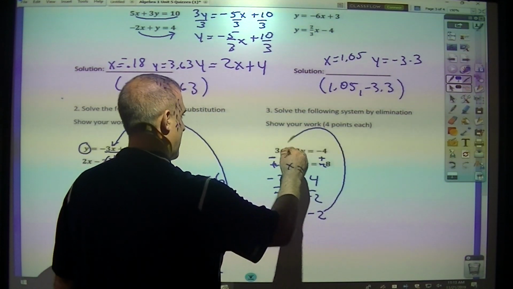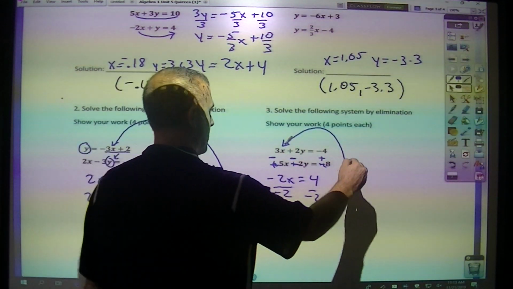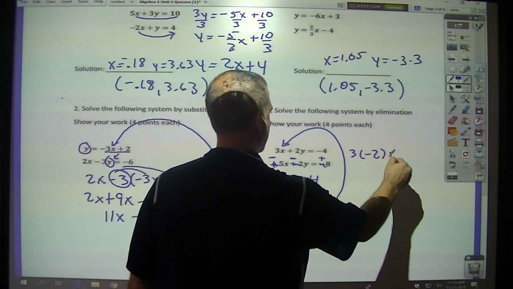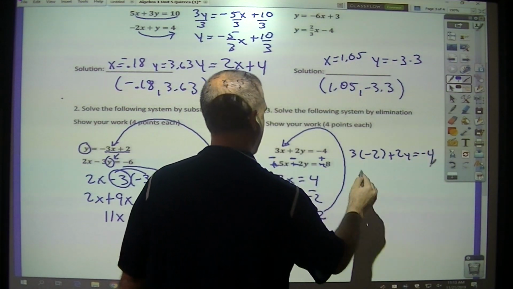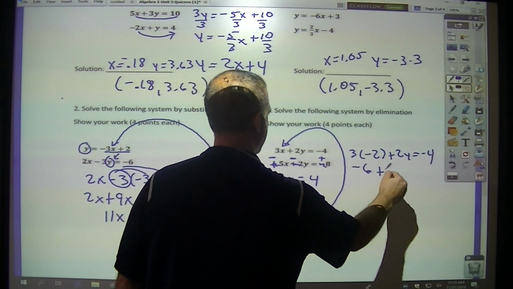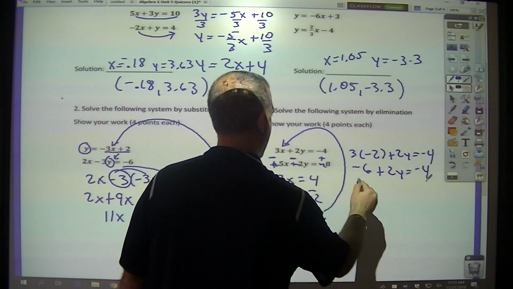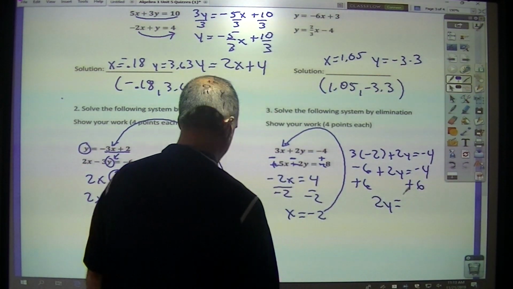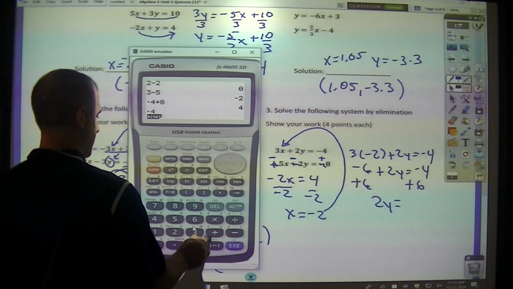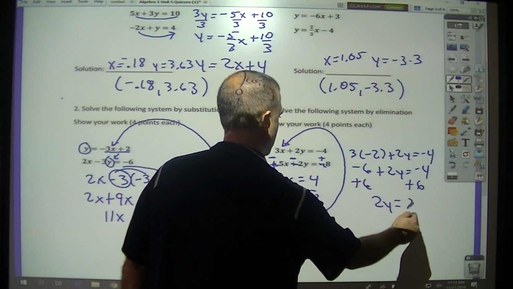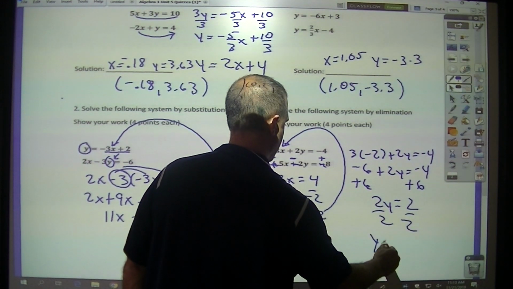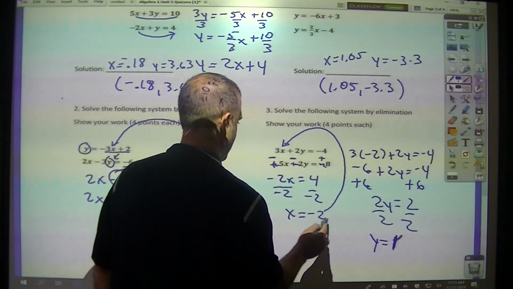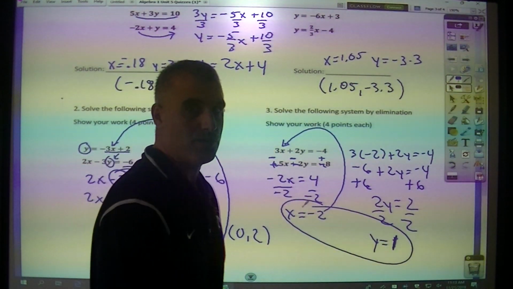So what I want to do is put that back into the top part. 3 times negative 2 plus 2y equals negative 4. 3 times negative 2 is negative 6. I would add 6 over to this side. I got 2y. Negative 4 plus 6 is 2. Divide by 2, y equals 1. So my answers are x equals negative 2 and y equals 1.